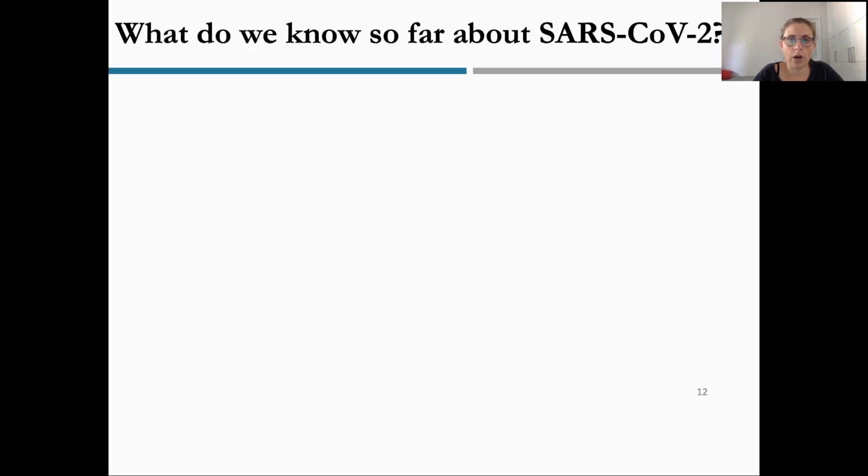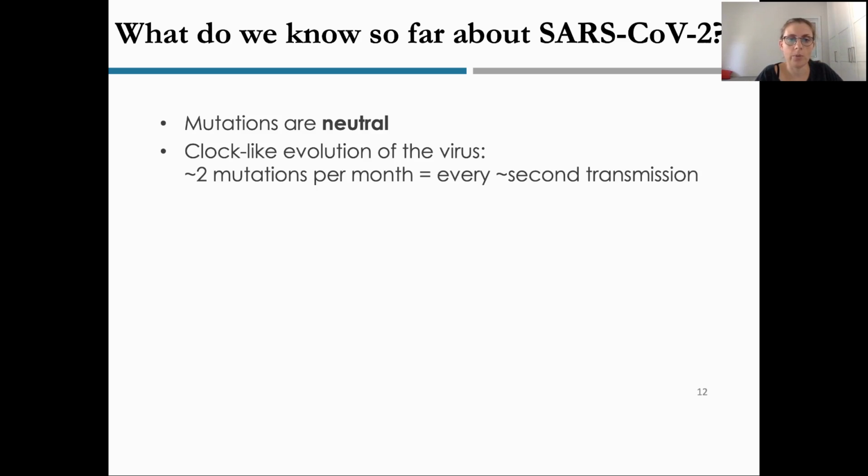And so what do we know? Again, I gave you some background about SARS coronavirus 2, but here I'd like to show you, again, to emphasize this idea that mutations are neutral. There's something called the clock-like evolution of the virus.